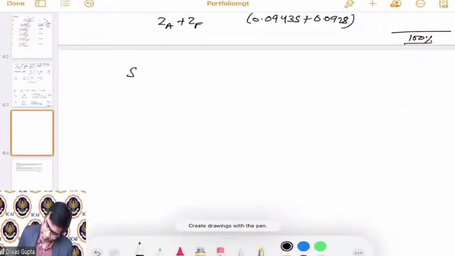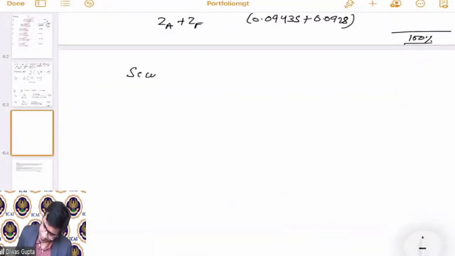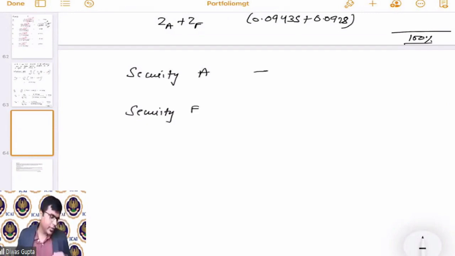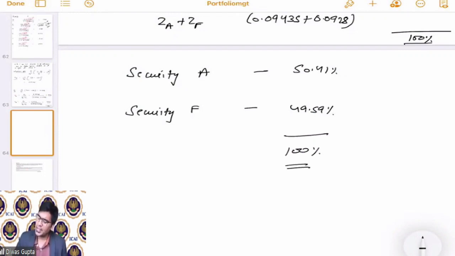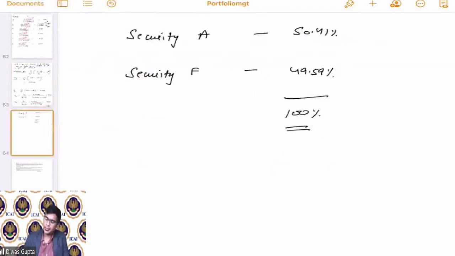So security A and security F. A, you have to invest how much? 50.41%. F, you have to invest how much? 49.59%. These are the two investments that can be done, and this total is 100. So this is our optimum portfolio where the return would be highest and the risk would be lowest amongst all the combinations. Okay.